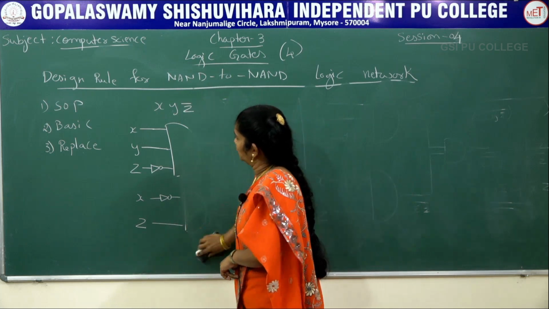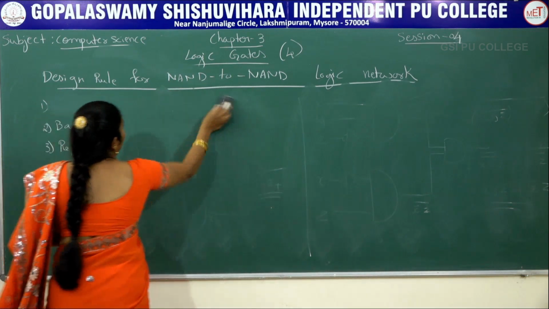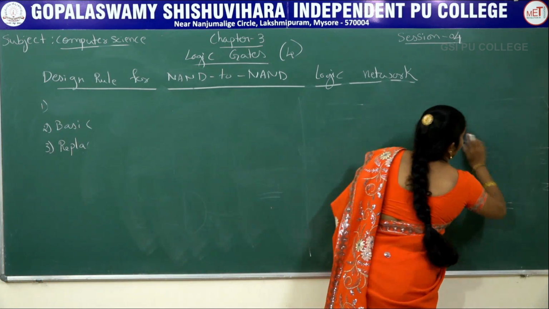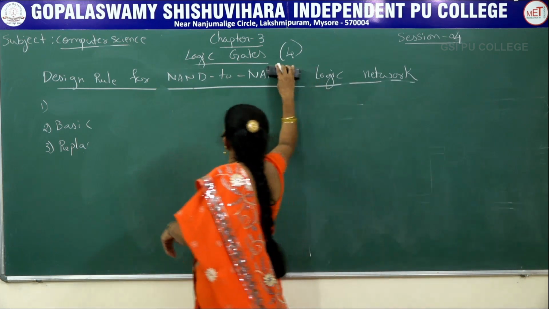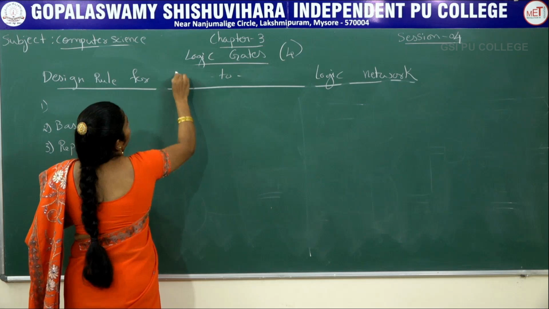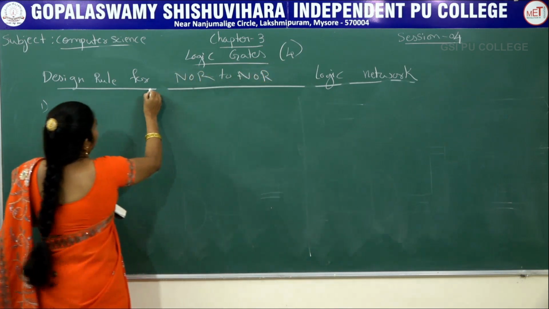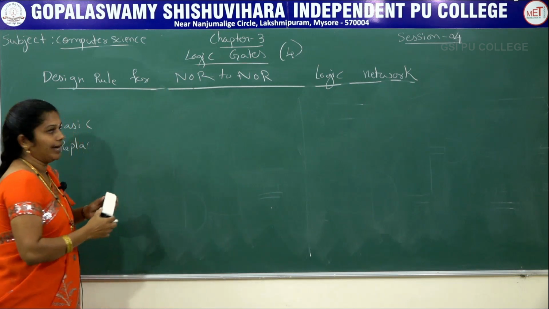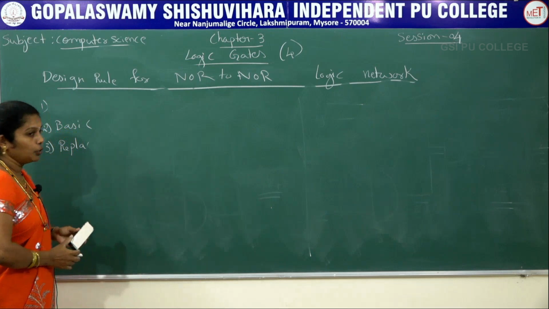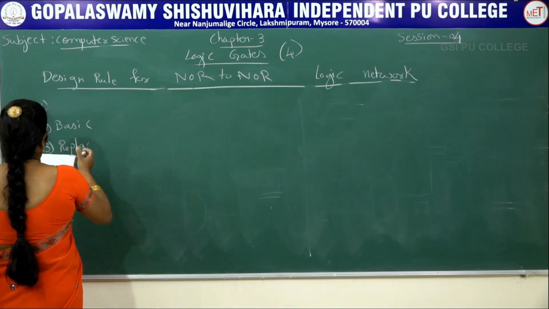Now is it clear? Next I am going to explain how to prove or how to write the circuit diagram for NOR to NOR, or by using only NOR. That I am going to explain now. Whereas in the previous case, NAND to NAND we explained. Now, NOR to NOR. In the question, if they ask to write the circuit diagram only by using NOR symbol, then how to write and how to prove that, we are going to explain with an example.